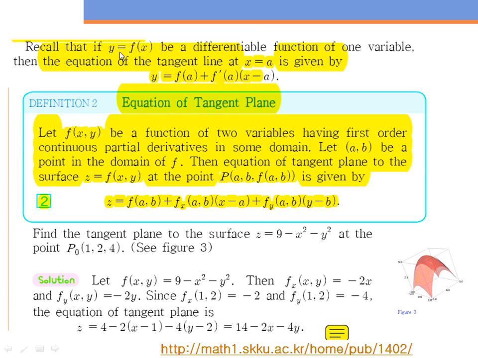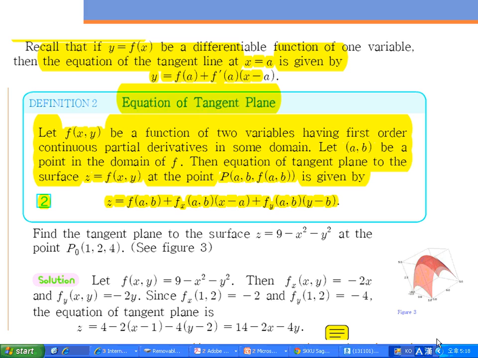You recall that if y equals f of x is a differentiable function of one variable, then the equation of the tangent line at x equals a was given in this way. Now in three-dimensional space, the equation of a tangent plane is generalized in this way. So the equation of the tangent plane is a natural generalization of the tangent line, as you see.